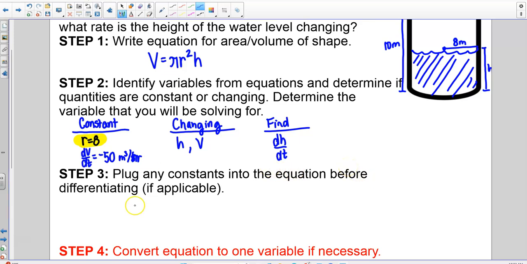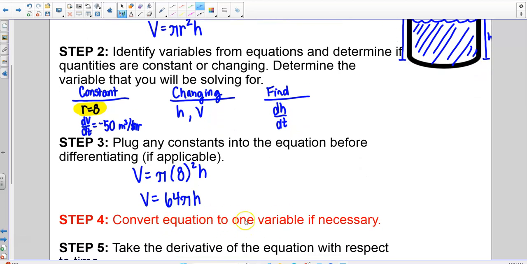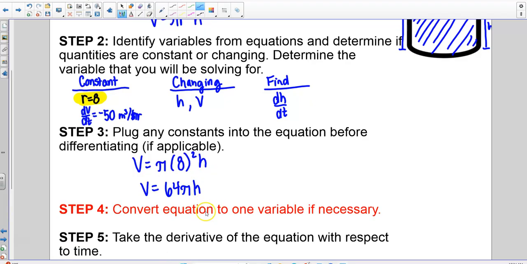It's applicable here. So our volume formula is going to be pi times h squared times height. Let's simplify that a little bit. 8 squared is 64, so I'm going to make this 64 pi times h. Now that makes things a lot easier, because this is a very simple derivative for us to take. Now, it does say convert equation to one variable if necessary. Not necessary here because h is our only variable on the right-hand side, right?